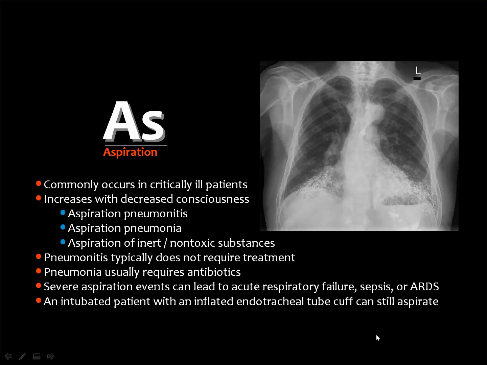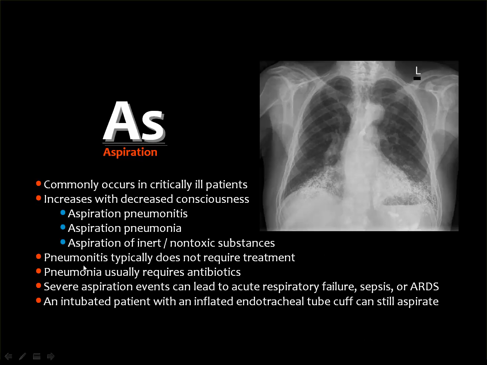And aspiration is one of the commonly seen findings in patients in the intensive care units. And the incidence of aspiration is increased, especially with decreased consciousness. Then we have three types of aspiration. Aspiration pneumonitis, which is subtle changes in the lung, usually does not require treatment. Aspiration pneumonia, which is similar to other types of pneumonia, and it requires antibiotic therapy. Then aspiration of inert or non-toxic substances.